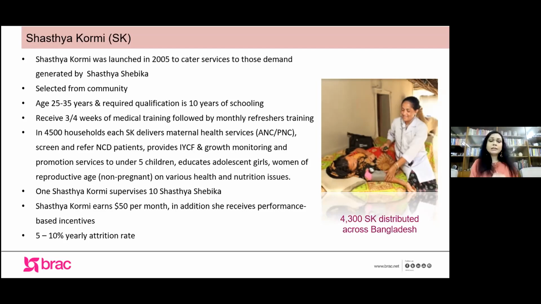supervises 10 Shasto Shebika, and they basically provide basic antenatal and postnatal care to pregnant women and new mothers. They screen for NCDs like diabetes and hypertension, and also check for eye problems. They provide infant and young child feeding practices, and also both monitoring and services for under 5 children. They educate adolescent girls and women of reproductive age on various health and nutrition issues. We provide them a salary, and that is $50 a month. And on top of that, they also receive some performance-based incentive. Their attrition rate is 5 to 10% a year.